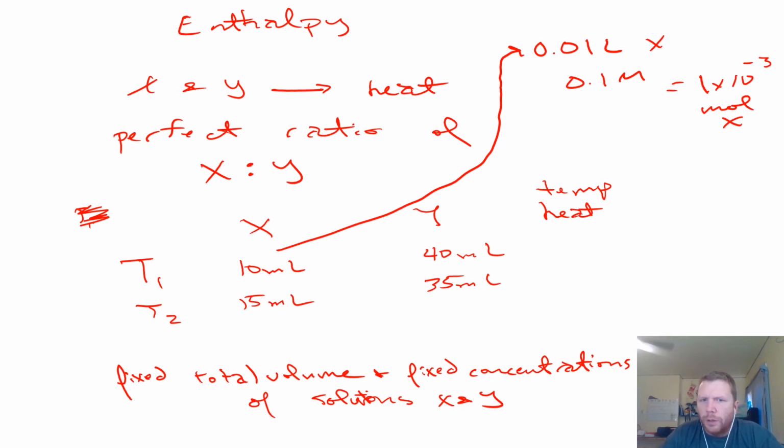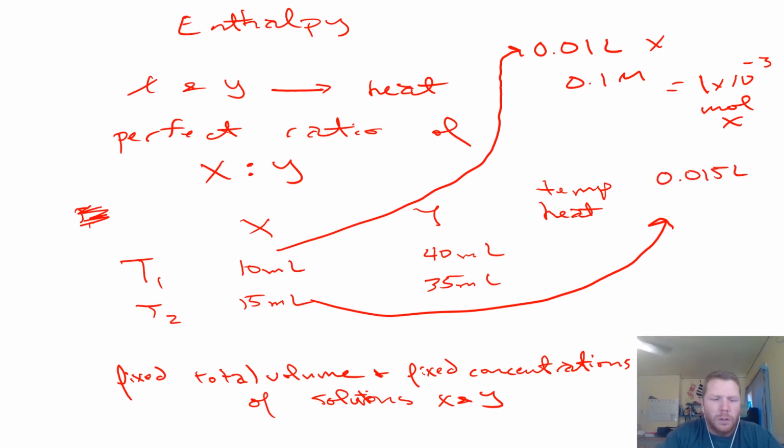Okay, so for trial number 2, we've got 15 milliliters, which is 0.015 liters, and 0.015 times 0.1. I'm going to scribble this out. We have 1.5 times 10 to the minus third moles of X.